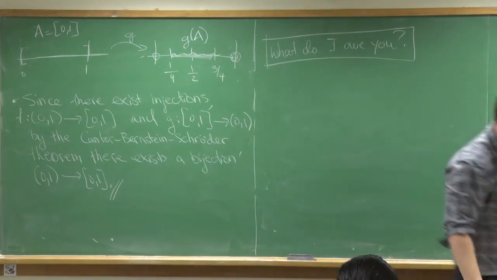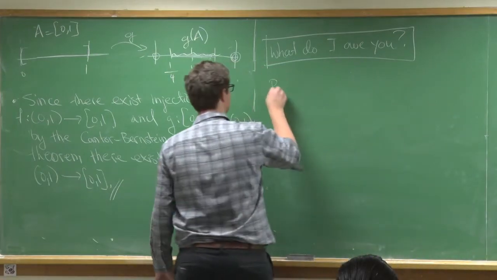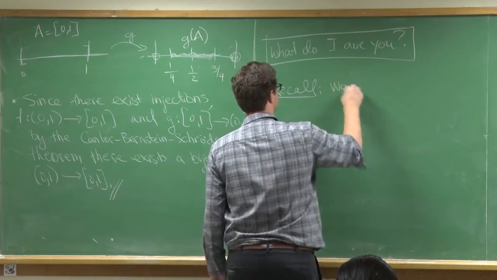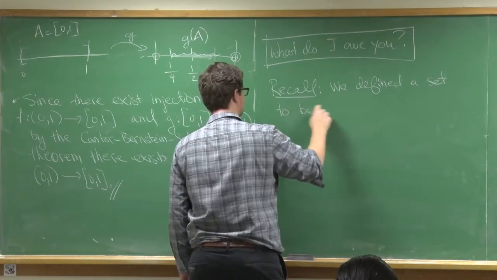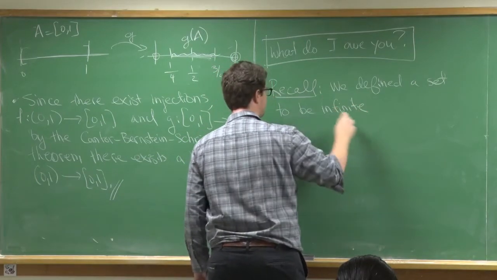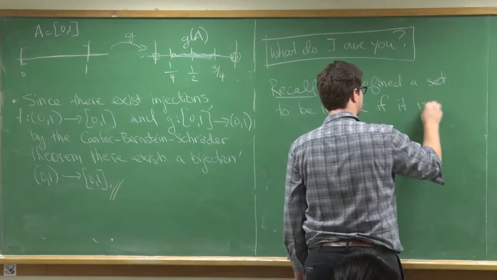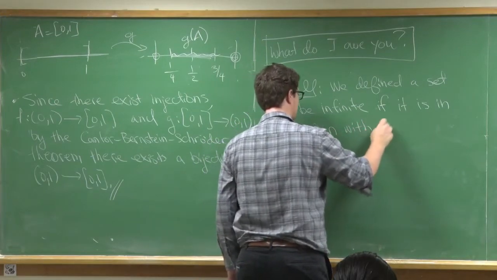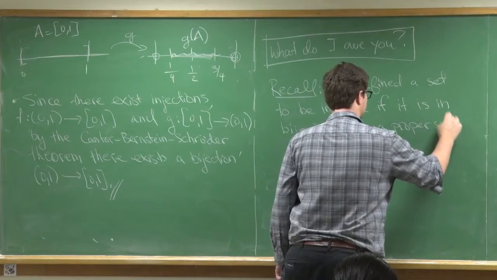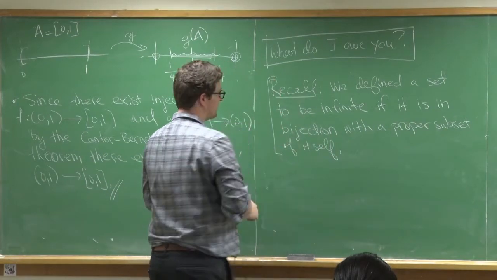Okay, so we have two definitions of infinity so far. Or we haven't talked about finite sets at all. Recall that we defined a set to be infinite if it is in bijection with a proper subset of itself. Okay, so this was Dedekind's definition.